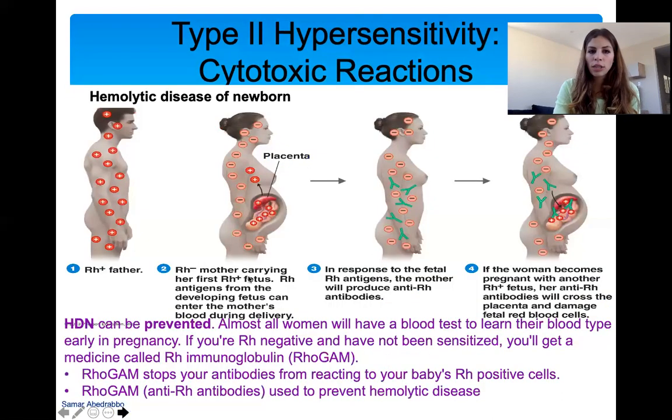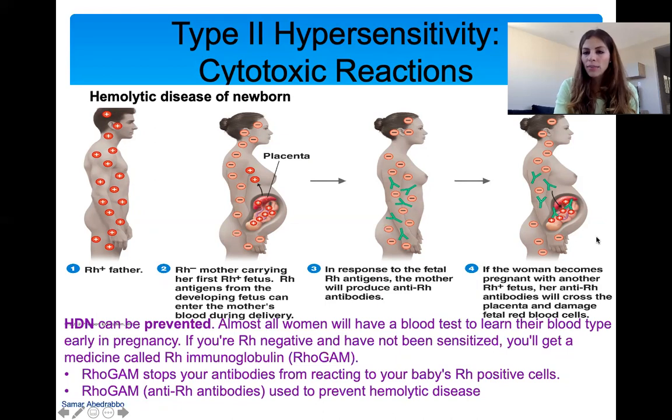So here is an image of that. So you have an Rh negative mom. She has a baby with an Rh positive father. And the first baby is Rh positive. So the take home message here is Rh negative mom has an Rh positive baby. Her body during this time of having the first baby is going to produce antibodies. This is the sensitization against the Rh positive protein from the baby. But the sensitization time will be sufficient for her to give birth to the baby.